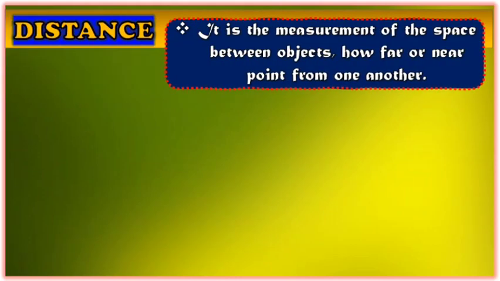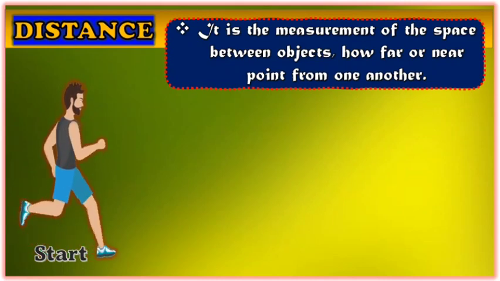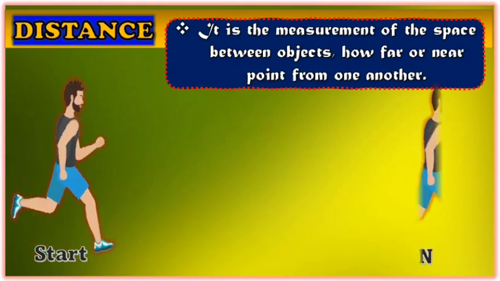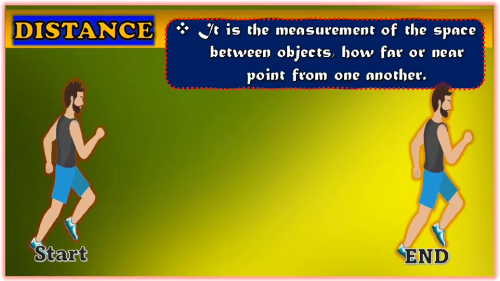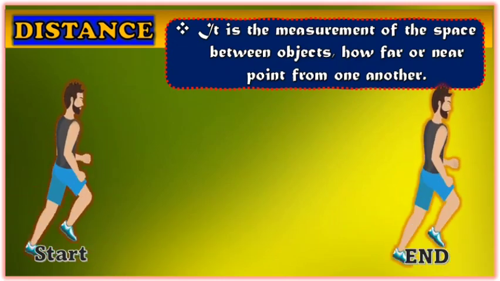Okay, how about the distance? How can we determine the distance of an object? Paano natin malalaman yung distance ng isang bagay? So, distance, it is the measurement of the space between objects, how far or near a point is from one another. So, parang from point to point yan. An example of this is this one, yung taong nagja-jog. That is the starting point, and there is what you call the end point, yung last na. That is the end point, point to point.